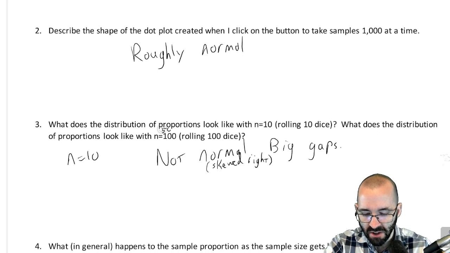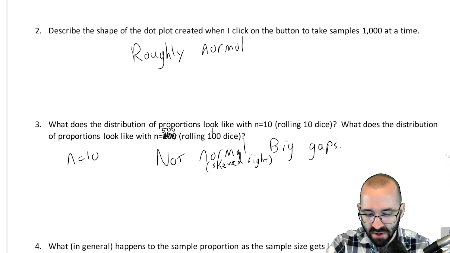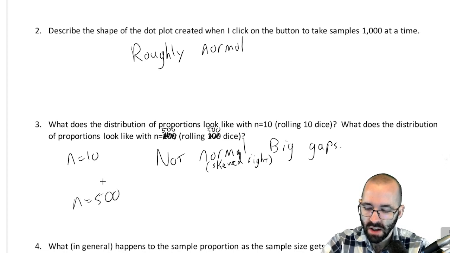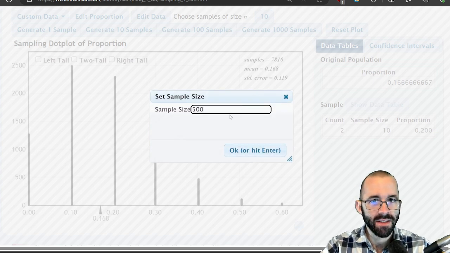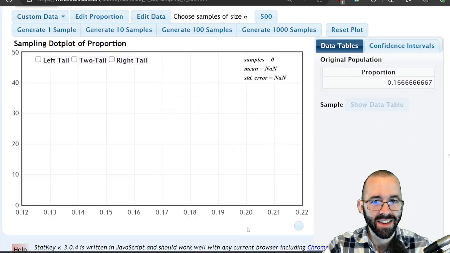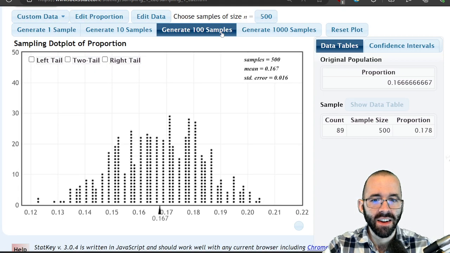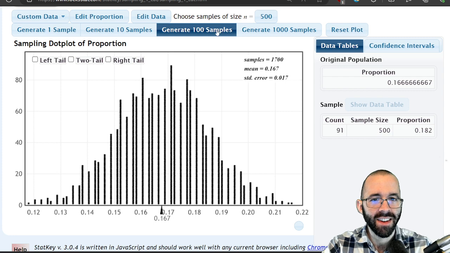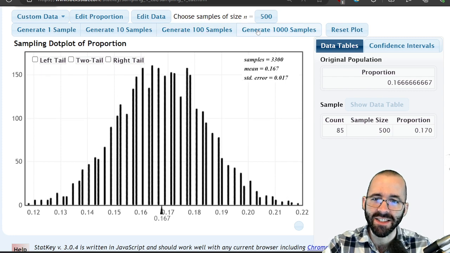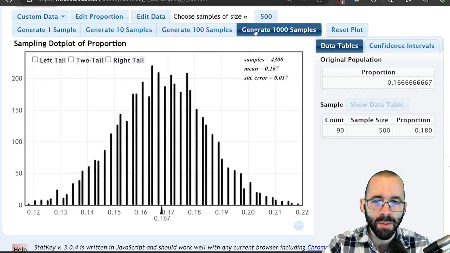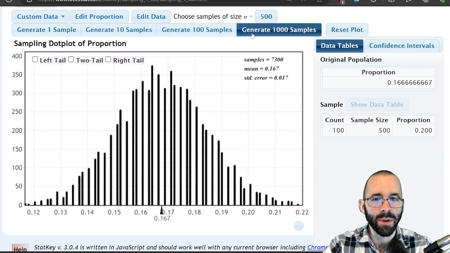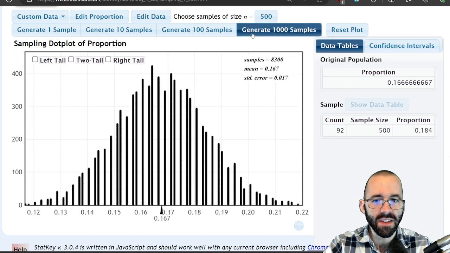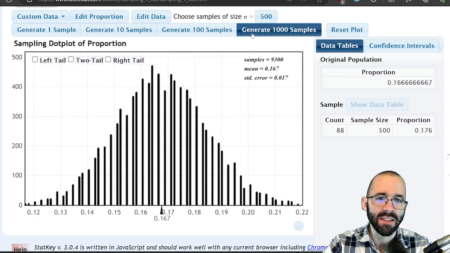And let's change this to 500 dice. Make this a little bit more interesting. If we do 500 dice, what do you think is going to happen? Normal or not normal? Let's see. 100 at a time. Oh yeah, 500 dice is looking good. And again, the more samples we take, the more normal it's going to be. You need to take a lot of samples to get it really normal. And again, it's kind of fuzzy still, but that's just because of the sample size.